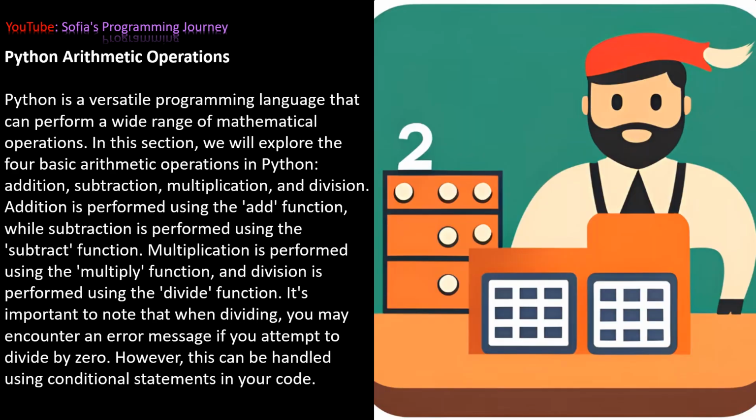Python is a versatile programming language that can perform a wide range of mathematical operations. In this section, we will explore the 4 basic arithmetic operations in Python: addition, subtraction, multiplication, and division. Addition is performed using the add function, while subtraction is performed using the subtract function. Multiplication is performed using the multiply function, and division is performed using the divide function. It's important to note that when dividing, you may encounter an error message if you attempt to divide by 0. However, this can be handled using conditional statements in your code.